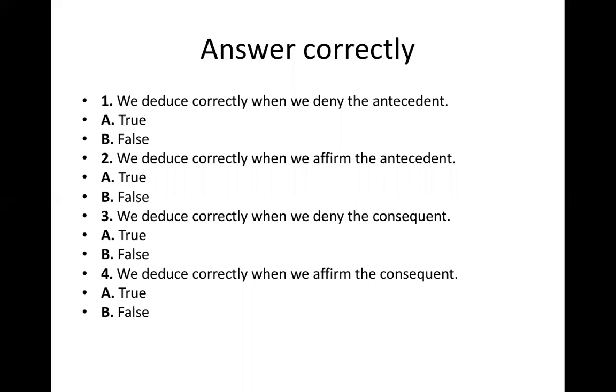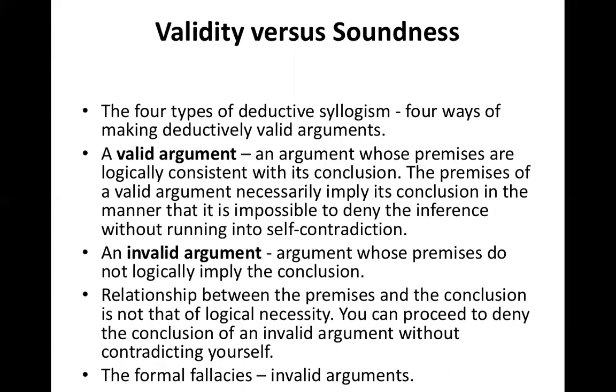Now, number 3, we deduce correctly when we deny the consequent. True or false? True. Okay, that's great. Now, number 4, we deduce correctly when we affirm the consequent. False. It's false. All right.